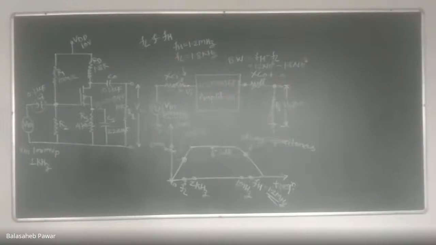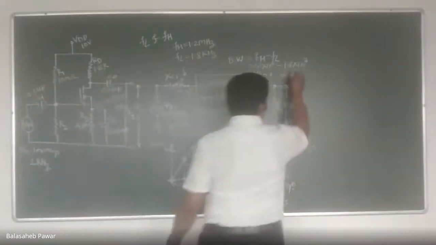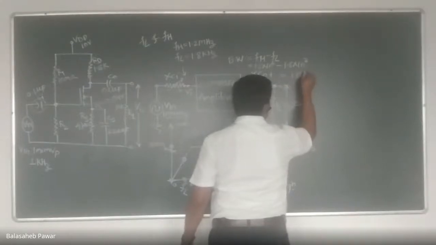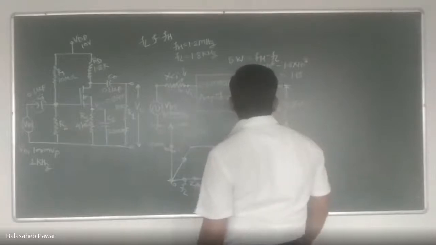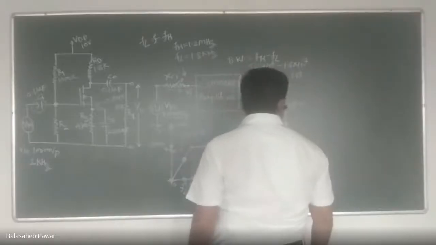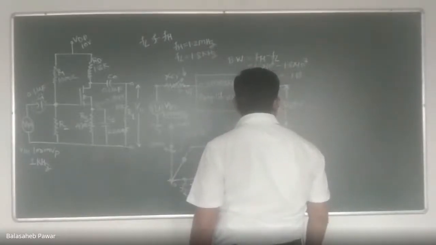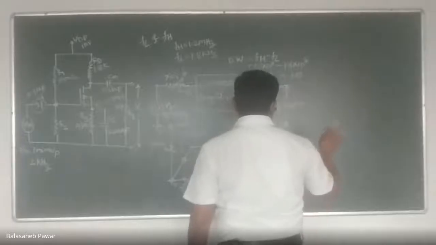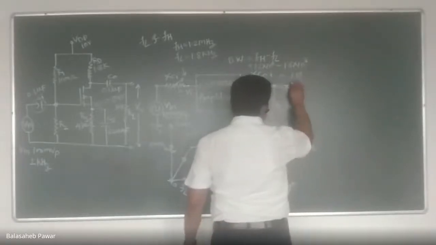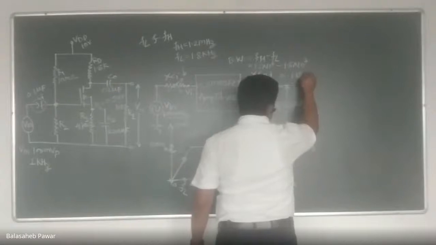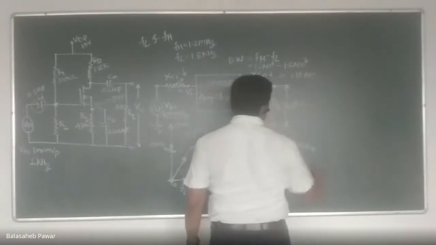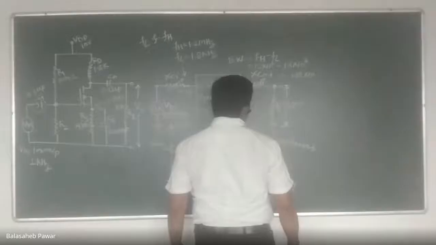(1.2) into 10 raised to 6 minus 1.19. 1.19 what? 1.1 what? Kilohertz. It will not be in kilohertz, it will be in mega. Okay, just give me your calculator answer. 1.19 into 10 raised to something will be there.